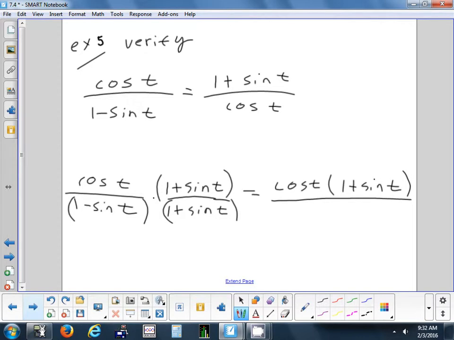And now the bottom, we want to do that out. So we just FOIL it. What's 1 times 1? 1. What's 1 times sine? Sine. And what's 1 times negative sine? So what happens with positive sine and negative sine? They cancel. Those are gone. I have a negative times a positive. That's a negative. What's sine times sine? Sine squared.